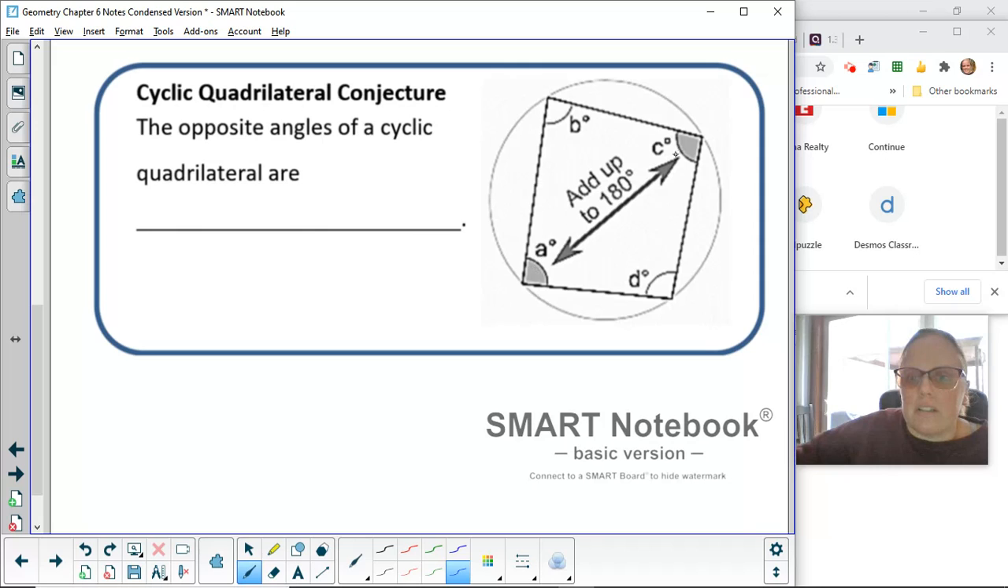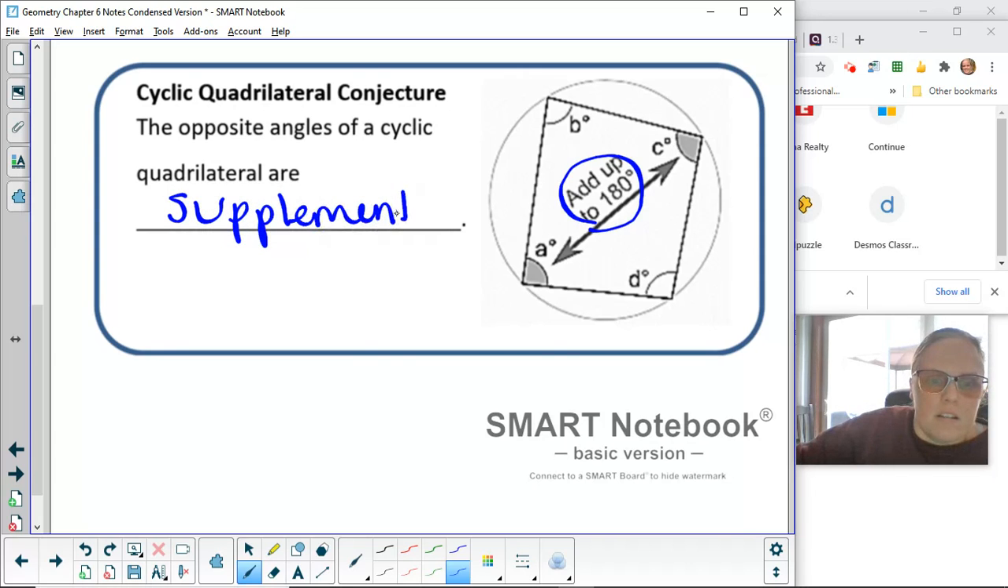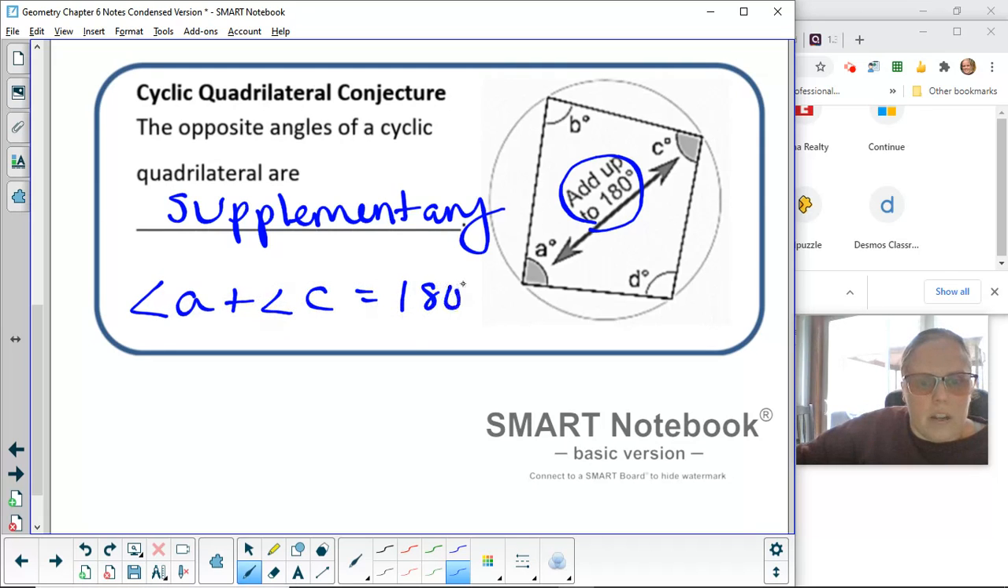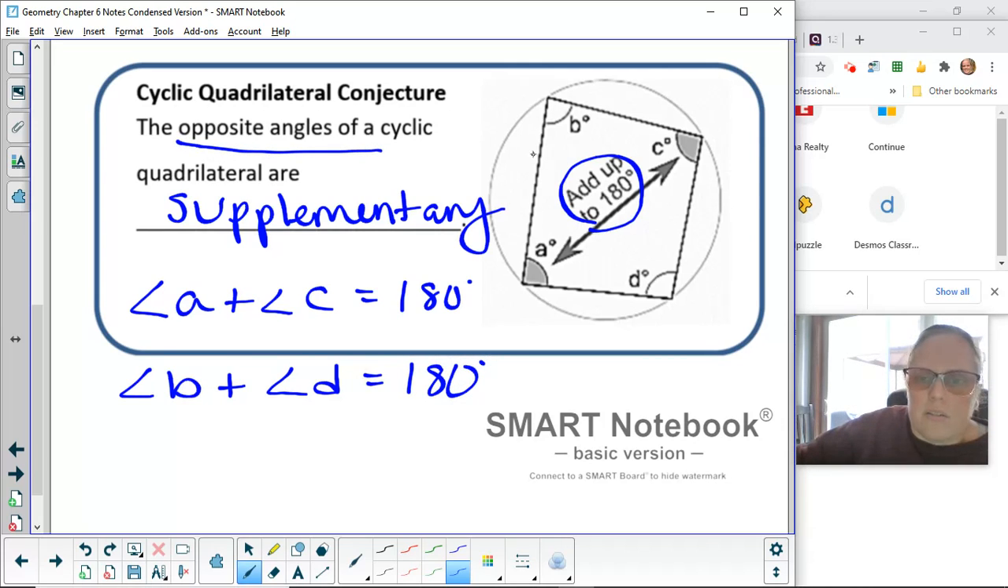The opposite corners of a cyclic quadrilateral will always add up to 180 degrees. And the word for meaning adding up to 180 degrees is the word supplementary. So I'm going to write this out using this diagram as an example. Angle A plus angle C would equal 180 degrees. Angle B plus angle D would also equal 180 degrees. But it has to be the opposite angles. It is not the adjacent or consecutive angles. Of course, if it was a square or a rectangle in there, that would be the case. Some other shapes as well, but it does not have to be.